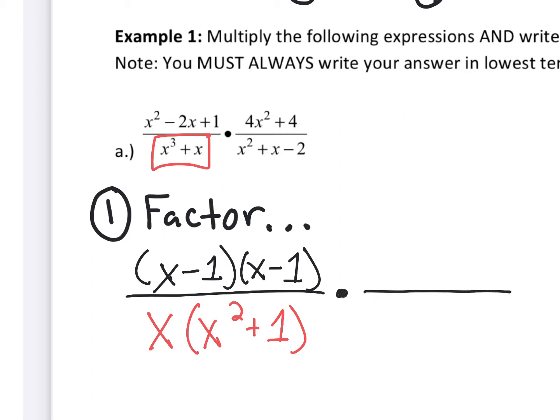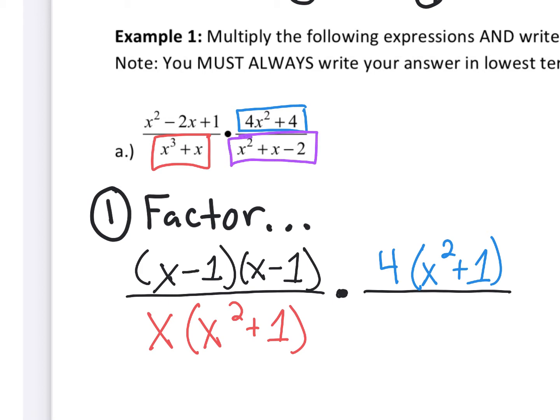And now I have to factor 4x squared plus 4. That I'd also take a GCF out of, so that'd be 4. And then x squared plus 1. And then last but not least, I would factor x squared plus x minus 2. That factors to be, so factors of negative 2 that make 1, 2 and 1. But the 2 should be positive. And the 1 should be negative.